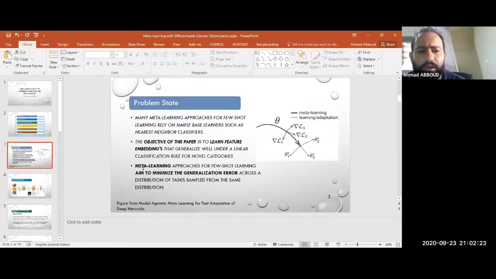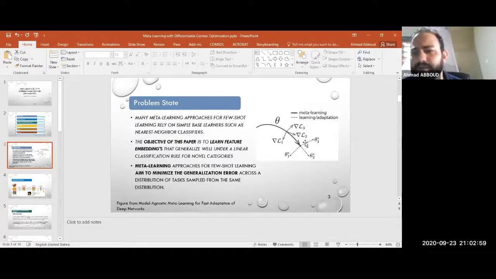The objective of this paper is to learn a feature embedding that generalizes well under a linear classification rule for novel categories. It is not the objective of only this paper. It is a hot topic in machine learning today, which is meta-learning and few-shot learning. The meta-learning approach in general for few-shot learning aims to minimize the generalization error across a distribution of tasks, of course sampled from the same distribution.